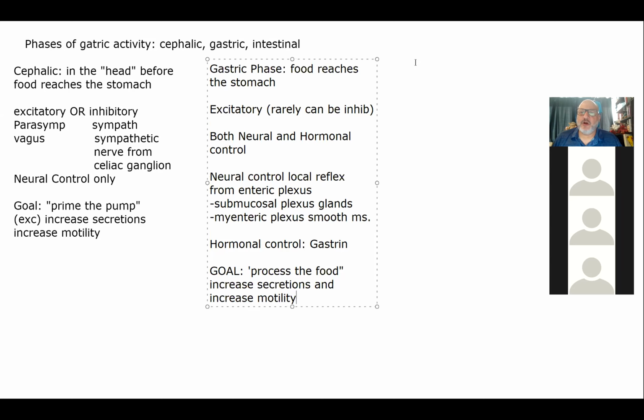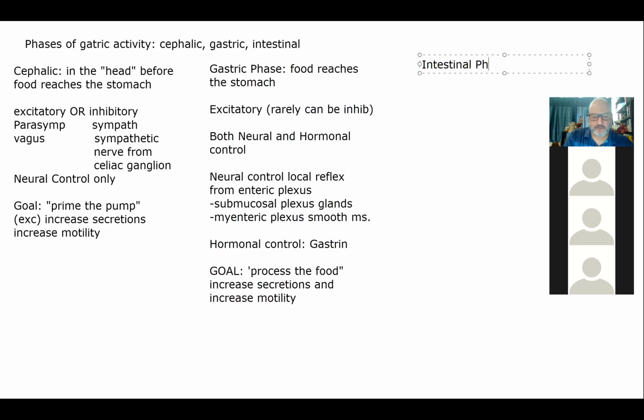And that brings us to our third phase. Our third phase is the intestinal phase. In the intestinal phase, when is it taking place? Where is the food during the intestinal phase? Yeah, this is when the food enters the small intestine.